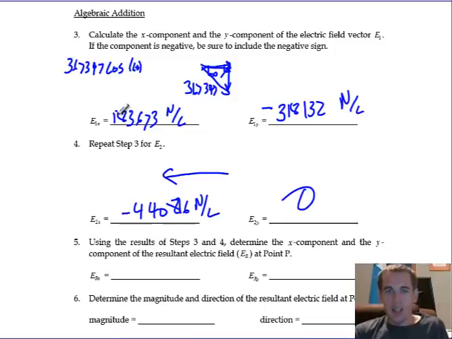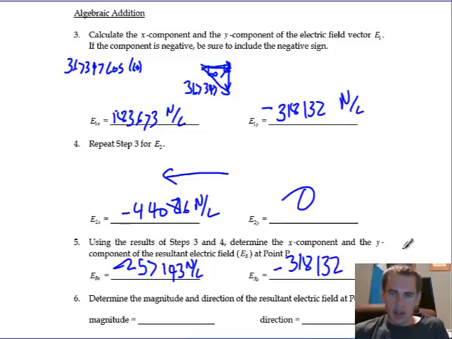Since E1 is to the right and E2 is to the left, these are going to act against each other. So negative 440,816 plus 183,673 gets us negative 257,143 newtons per coulomb. And in y, there's only one, and it's negative 318,132. So the total electric field is going to end up going down and left.